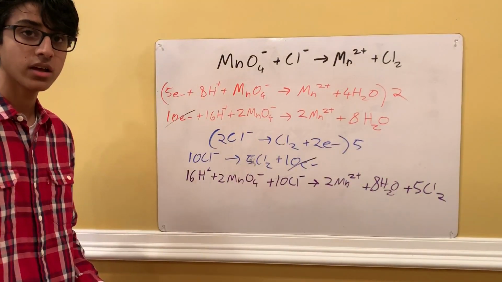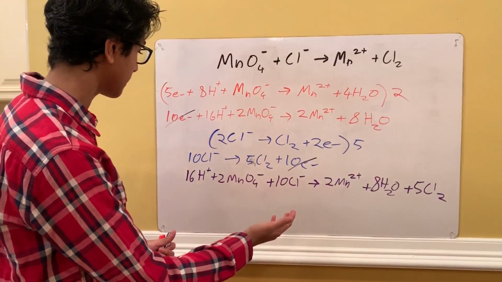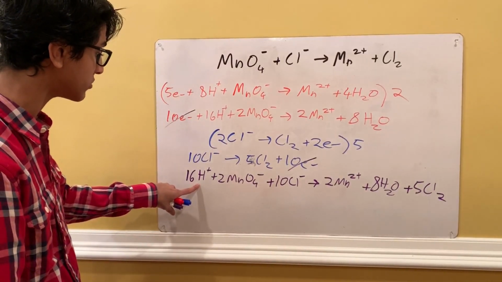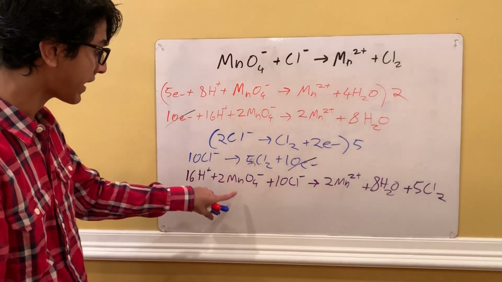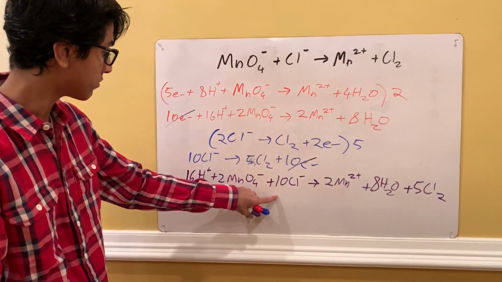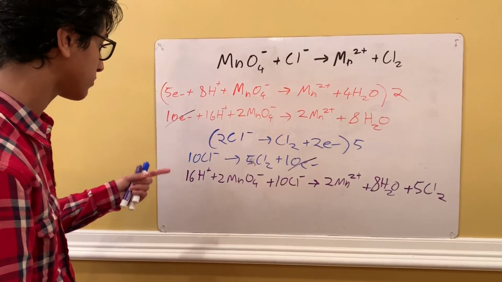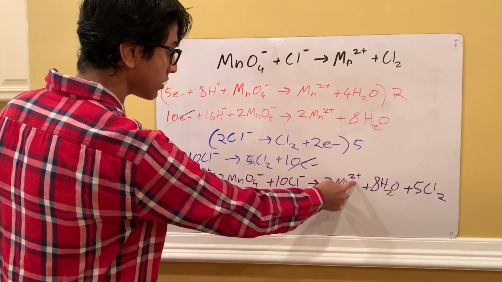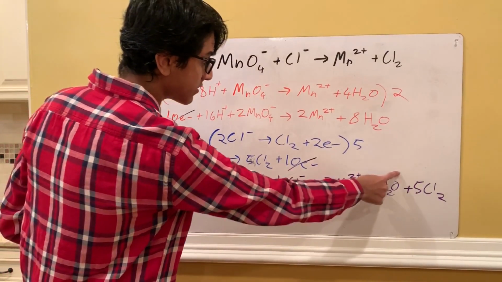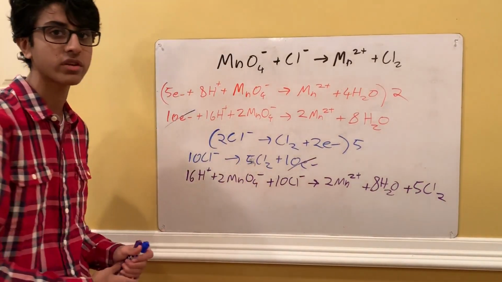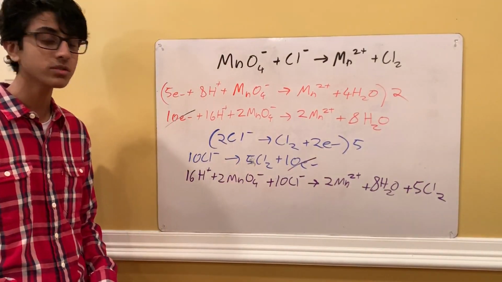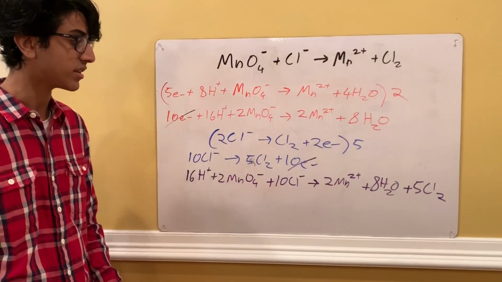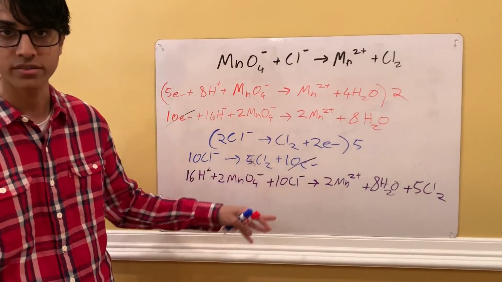So now we have to check if the charges are balanced in this equation, and we can do that by looking over here. We have 16 hydrogens, so plus 16 minus 2 minus 10. So that'll equal, what is that? Plus 4 on this side, and then on this side we have 2 times 2 plus, so 4 plus, and then this is 0, that's 0. So 4 plus and 4 plus, so it worked out perfectly fine. If this was a basic solution, we'd have to add some OH minuses to it. But if this is an acidic solution, then we'd be done. This is the final answer for an acidic solution.